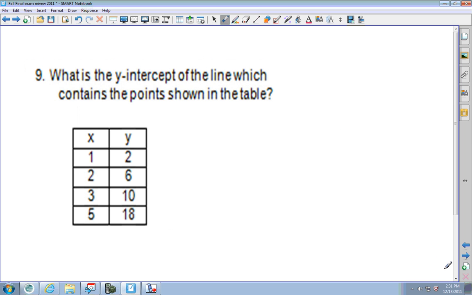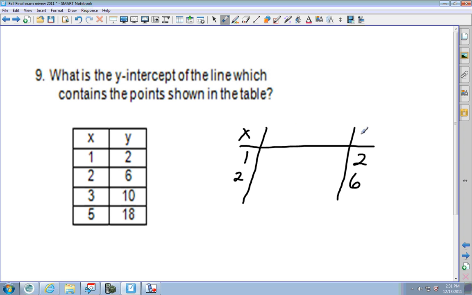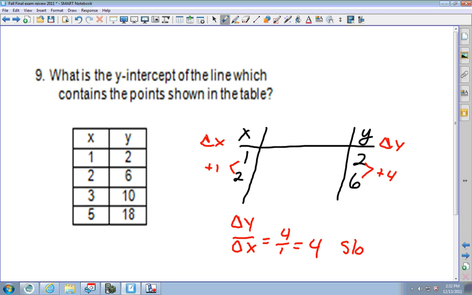The next one says, what is the y-intercept of the line which contains the points in the table shown below? Well, we got to find the equation. So what I'm going to do is make the table a little bit bigger for me. I'm just going to choose 2 of the points. You don't really have to do all of them, because now I just need to find the equation of the line. Remember, this is x, and this is y. So I have delta y. The change in y right here is plus 4. Delta x is plus 1. Delta y over delta x, 4 over 1 is 4. Now this is my slope.